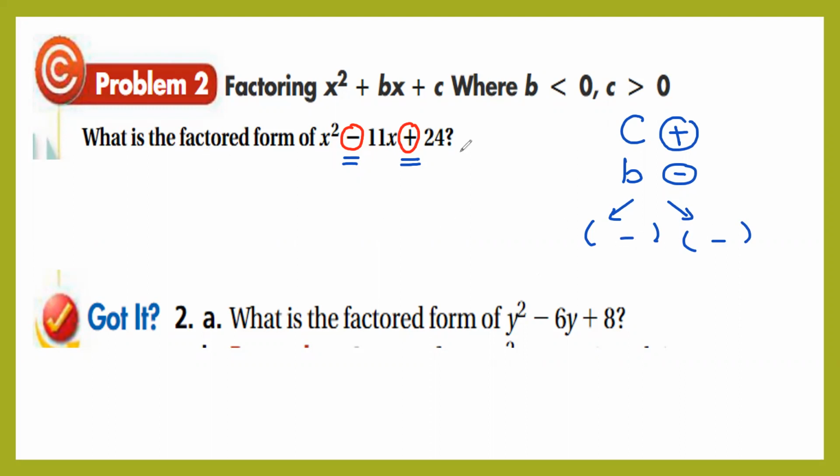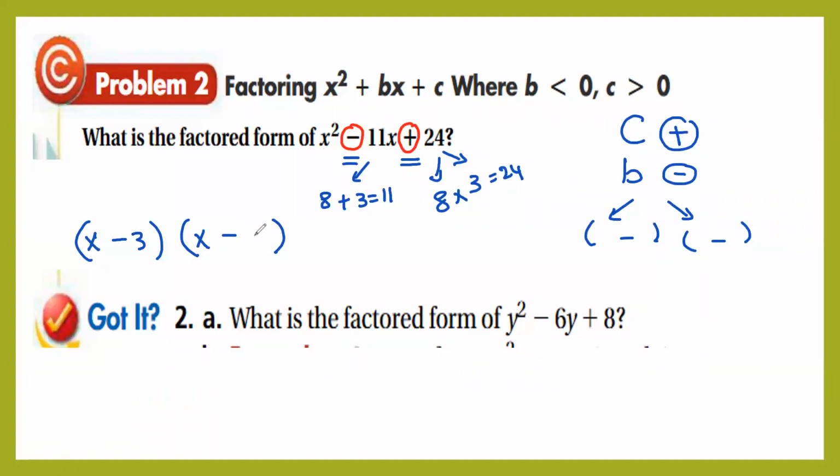Okay, here I have to look for the 24. It is 8 times 3, like I said. So if I add them, 8 plus 3, it is 11. If I multiply them, it equals 24. So now I have two parentheses that both take the B sign. So both of them are negative, and the factors are x and 3, x and 8. Hope that you understand the idea.